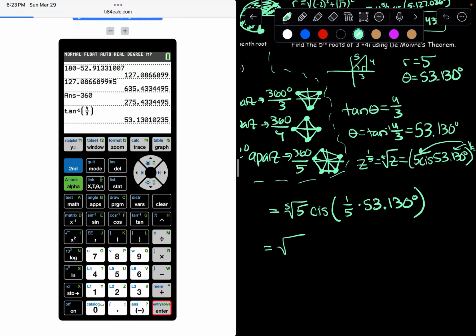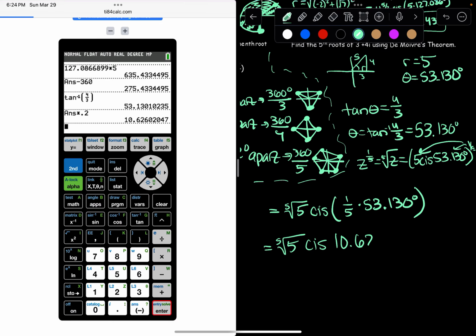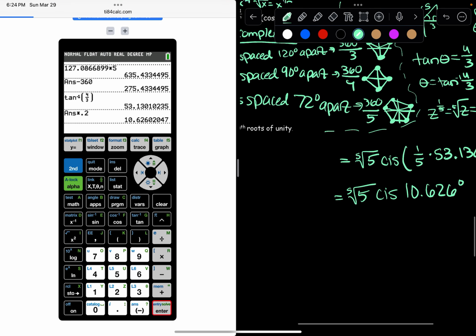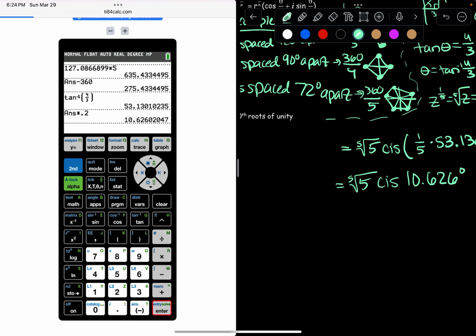So I have the fifth root of 5 CIS. Now I'm going to copy it. I'm still using the exact value in the calculator. So times, it's the same as 0.2. So we'll do that. So I end up with 10.626 degrees. Now that is my first solution.